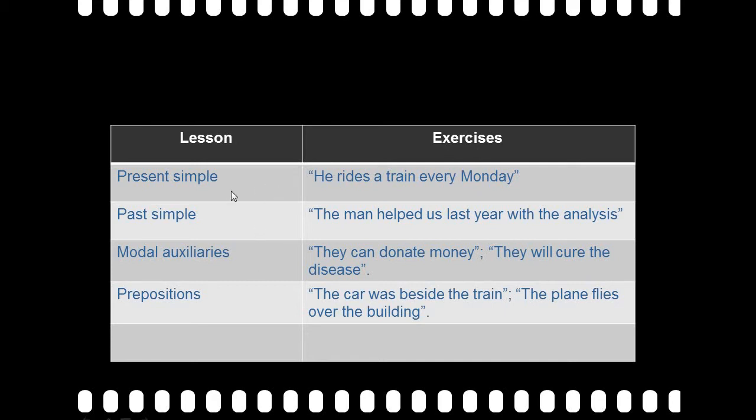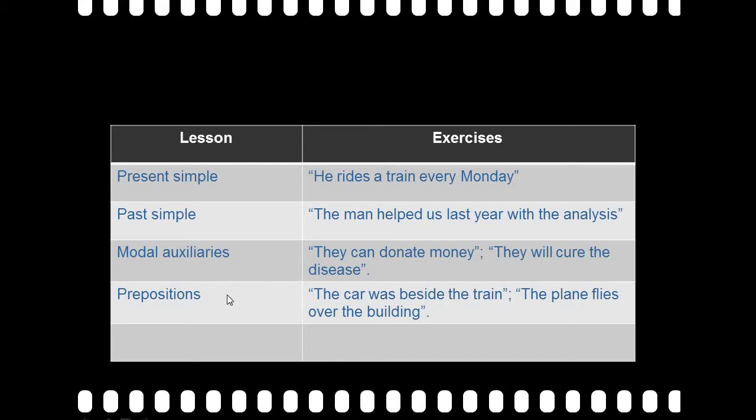And for present simple, this is the exercise that they do. He rides a train every Monday. They are told to supply the correct form of the verb here. In past simple, the exercise would look like this. The man helped us last year with analysis. Again, they are supposed to supply the correct form of the past verb here. In modal auxiliaries, they can donate money, they will cure the disease. They are expected to supply the correct form of modal auxiliaries.